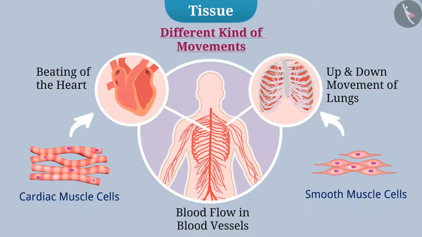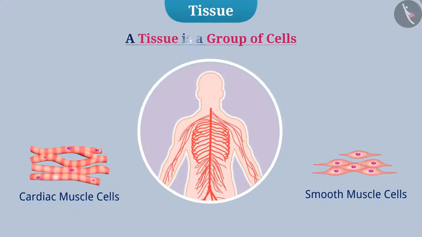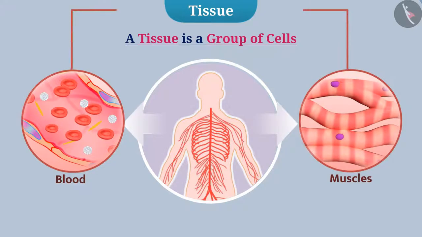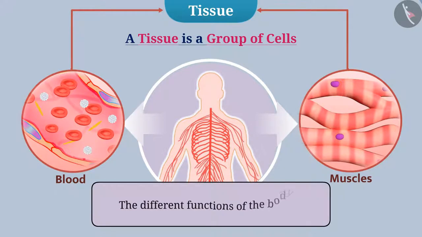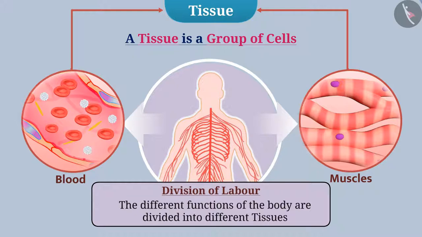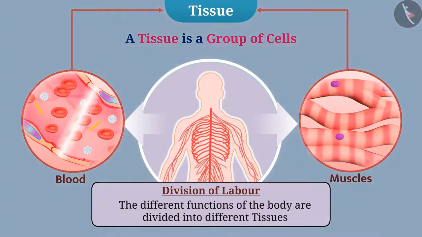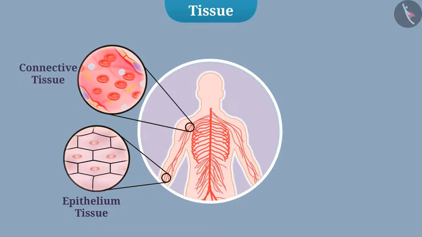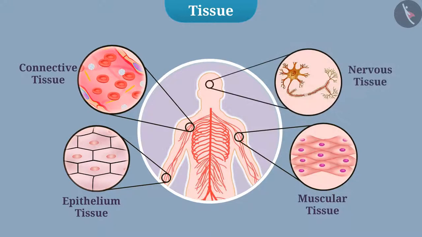We know that a specific function in the body is performed by a specific group of cells at a definite place. This group of cells is called a tissue. For example, blood and muscles both are tissues. The different functions of the body are divided into different tissues, and this is called division of labor. On the basis of function performed by tissue, animal tissue is classified into epithelium tissue, connective tissue, muscular tissue, and nervous tissue. Now, let's understand the epithelium tissue of animals in detail.